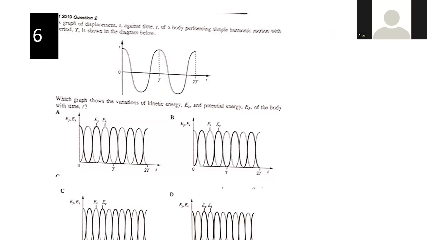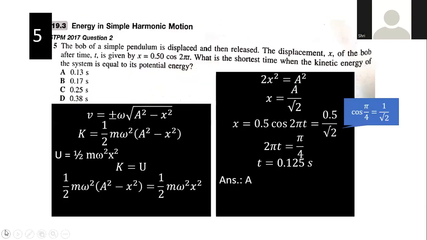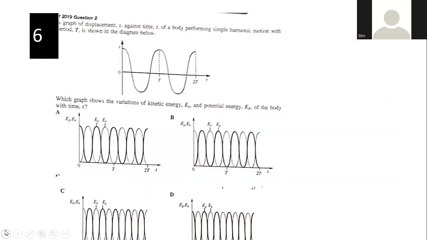The graph of displacement s. Go back again. A graph of displacement s against time of a body performing simple harmonic motion with period T is shown in the diagram below. Which graph shows the variation of kinetic energy and potential energy of the body with time? What's the answer?